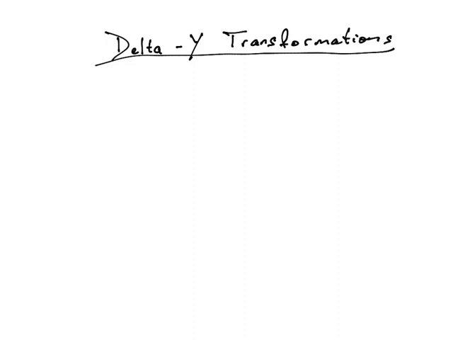Alrighty, so in this video we will be looking at another technique for analyzing circuits that tends to pop up every once in a while, and it's called Delta-Y transformations, or sometimes, so delta Y, sometimes you may also see it as T-pi transformations.